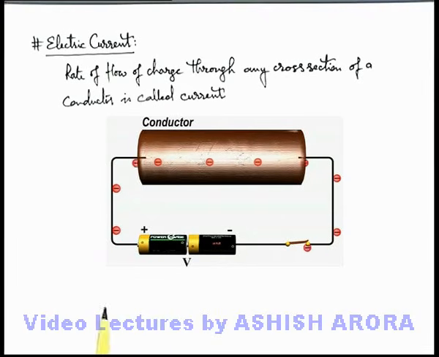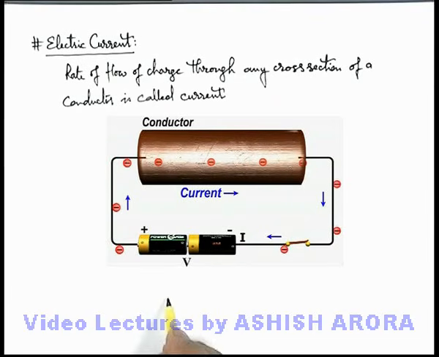Due to this flow of electrons, a current exists in the circuit in a clockwise manner, because conventionally you know that the direction of current flow is opposite to the flow of electrons, or the direction of flow of current is considered as the direction of flow of positive charges. That is a convention we use.